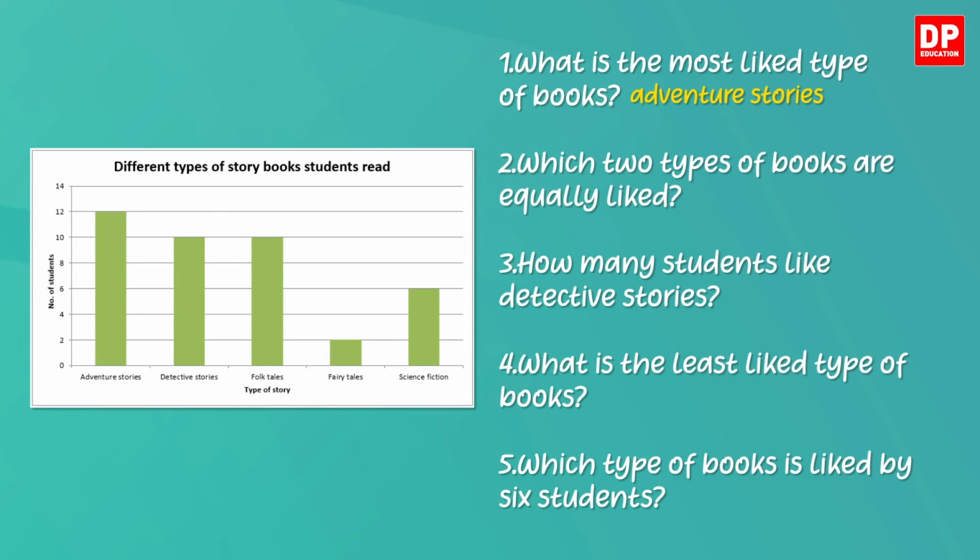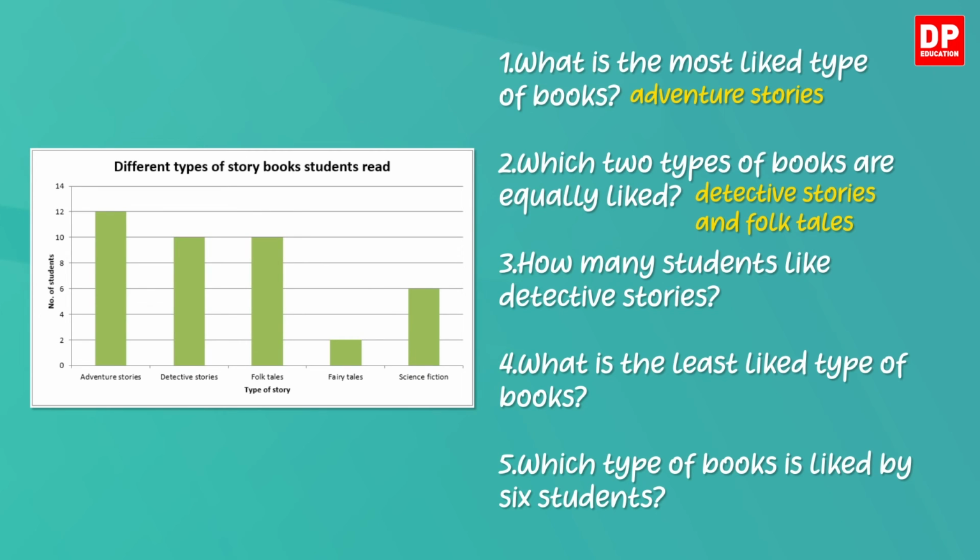Now the second one. Which two types of books are equally liked? So can you see similar numbers here? Now detective stories are liked by 10 students and folk tales also are liked by 10 students. So they are equally liked. So which two types of books are equally liked? Detective stories and folk tales.